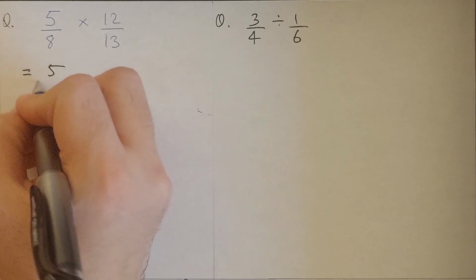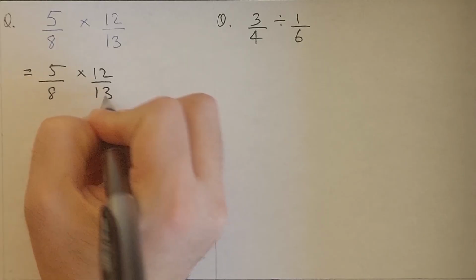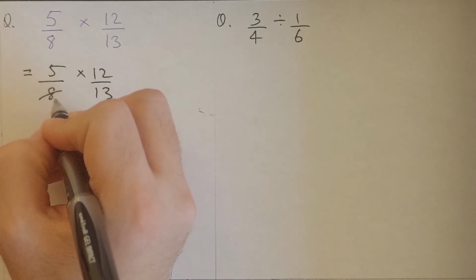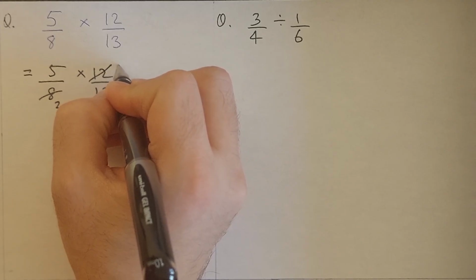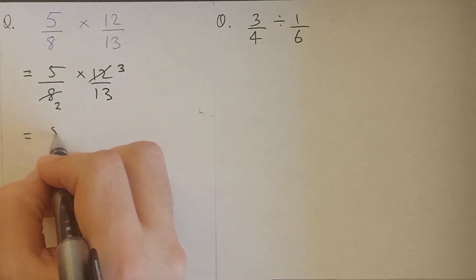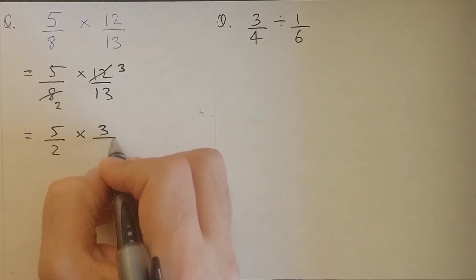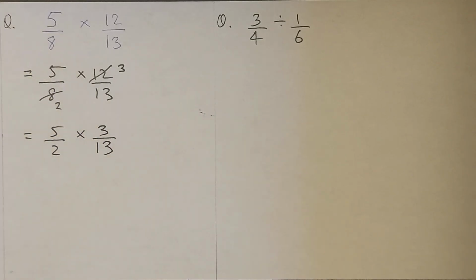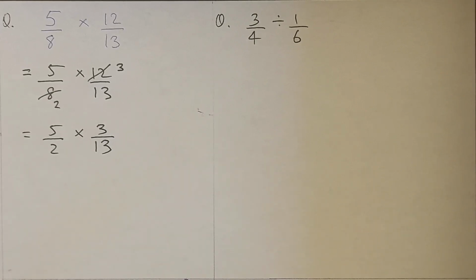We can divide both of them by 4. If I divide 8 by 4, I get 2. If I divide 12 by 4, I get 3. So now we have 5 by 2 times 3 by 13. And all we have to do now is multiply them because it is not possible to simplify them any further.